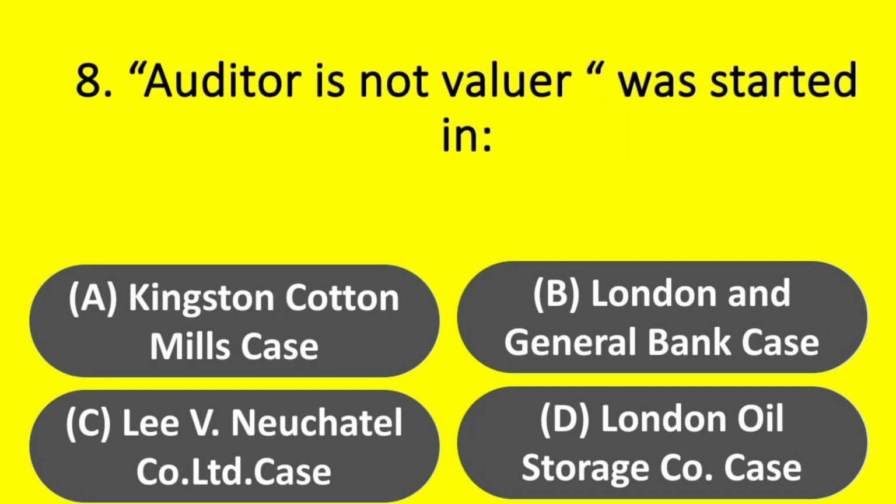Auditor is not valuer was started in: Option A: Kingston Cotton Mills case. Option B: London and General Bank case. Option C: Levy Neuchâtel Company Limited case. Option D: London Oil Storage Company case. Answer: option A: Kingston Cotton Mills case.